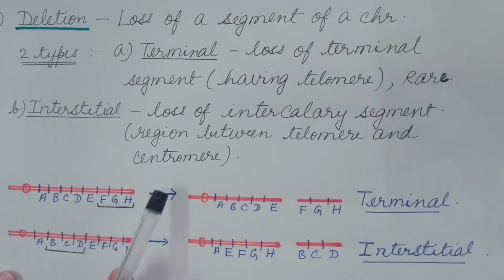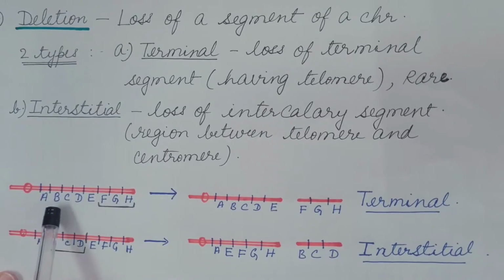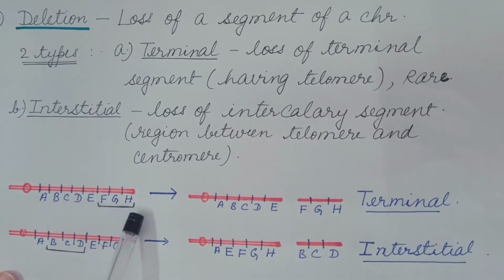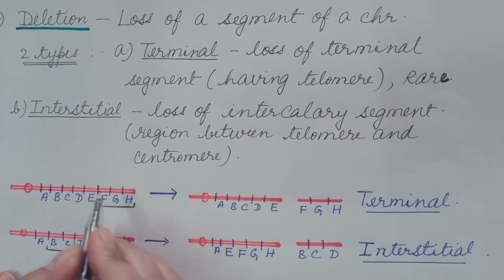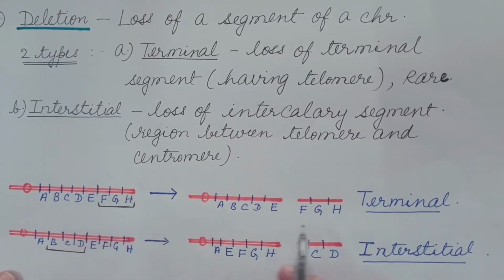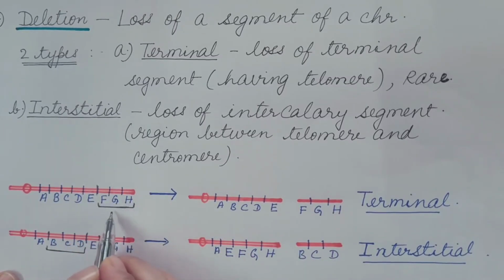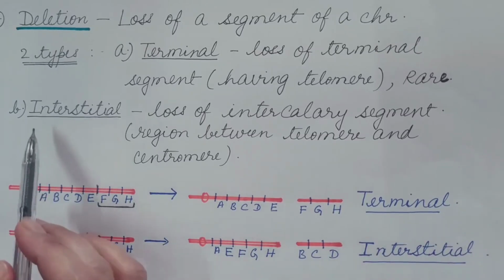If we see here, this is the normal chromosome having the genes A, B, C, D, E, F, G, H. Now the breakage occurs at this region. Then this segment is lost. This segment is present at the end. Hence it is known as the terminal deletion.